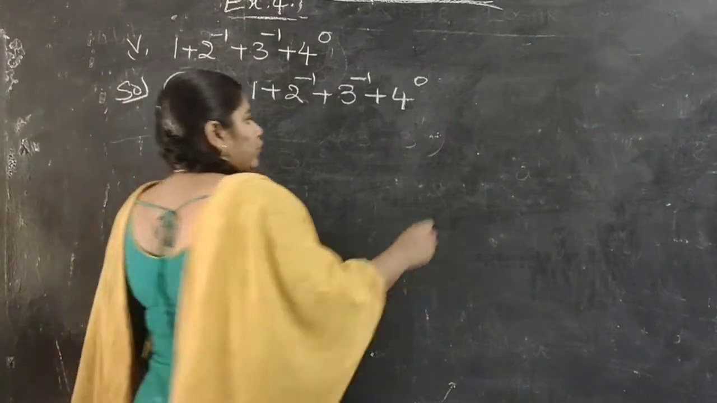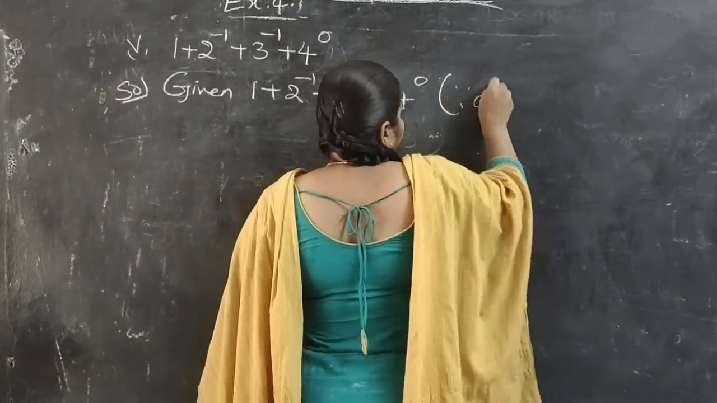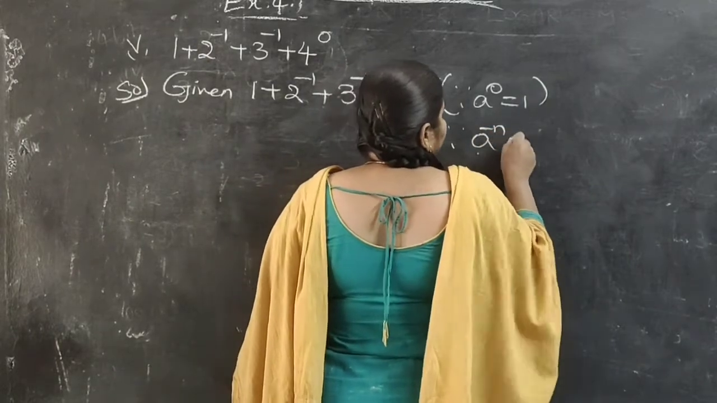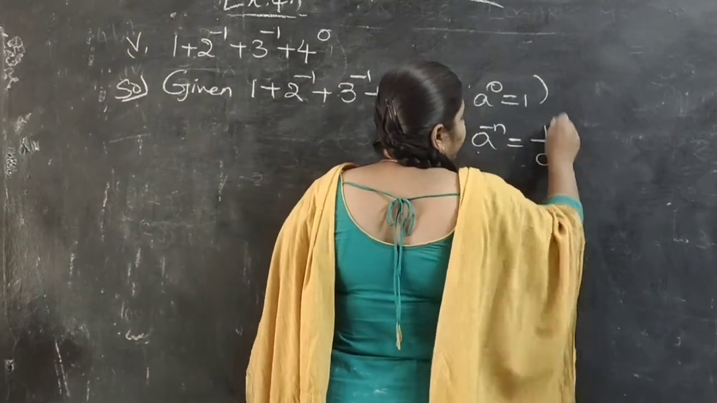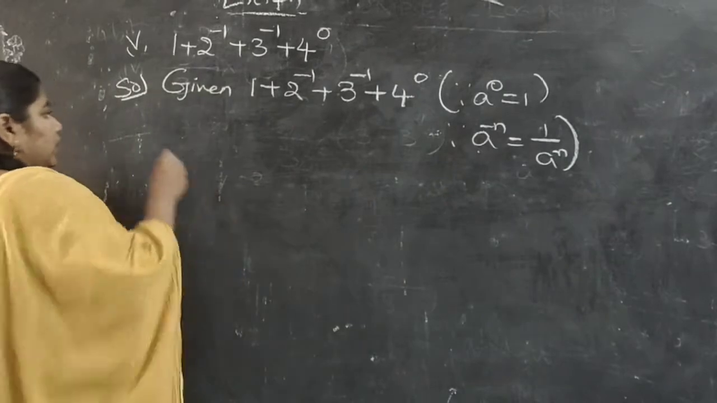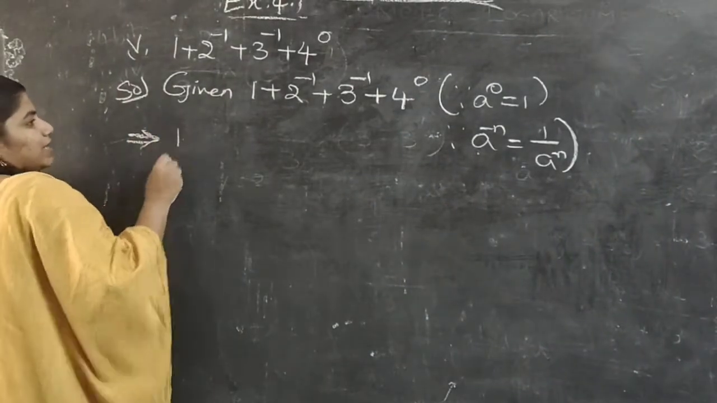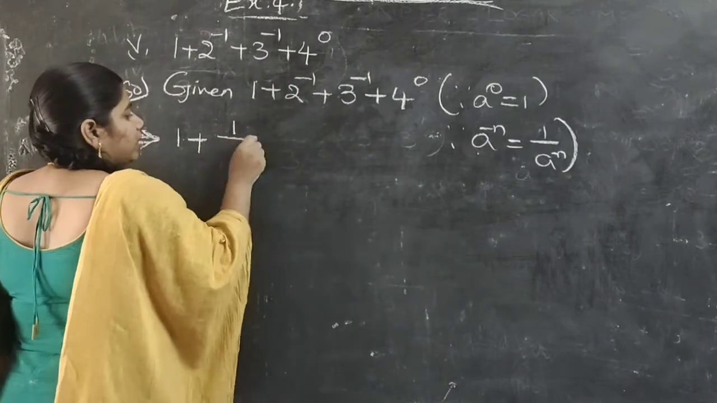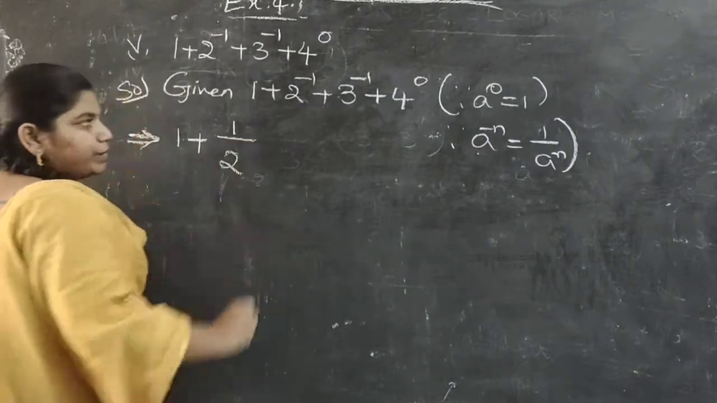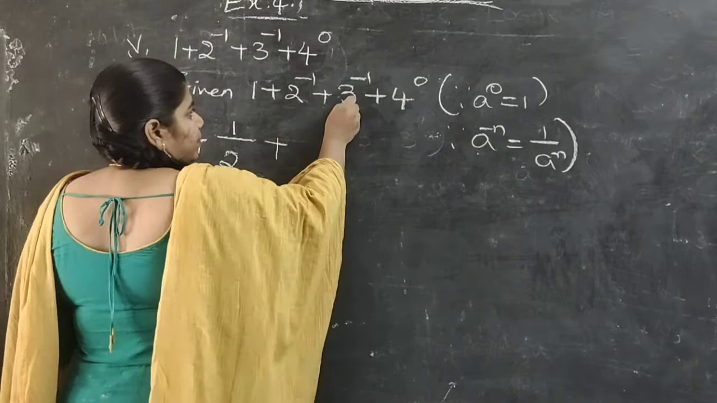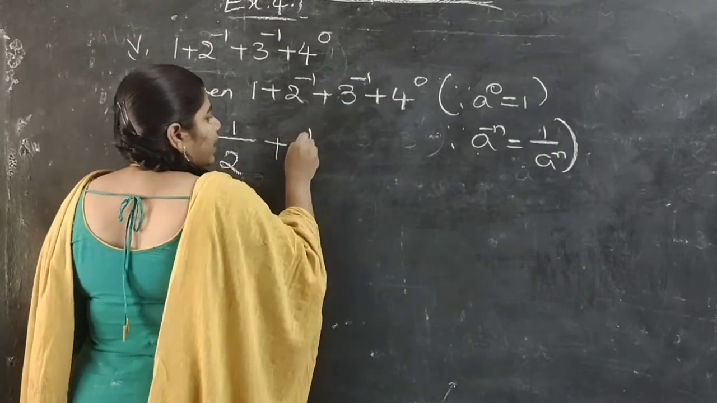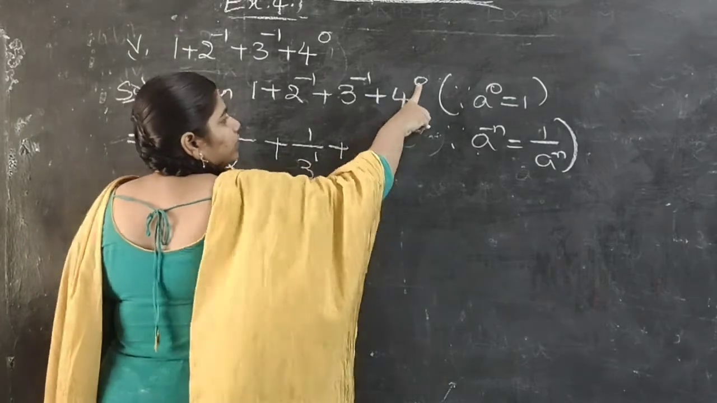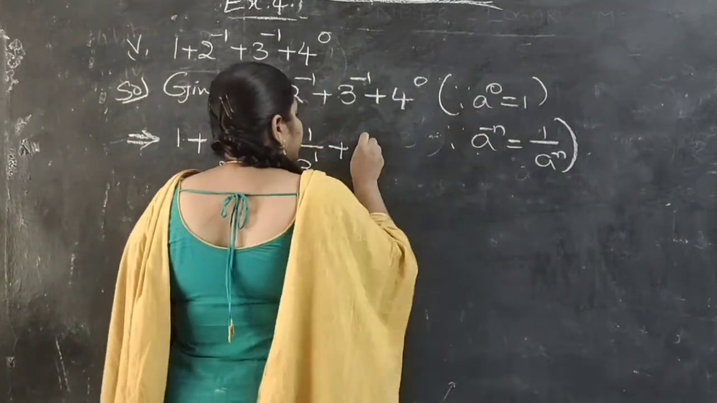So first apply the formulas. Which formulas are we applying? A power 0 is equal to 1, and the other formula is a power minus n is equal to 1 by a power n. Now 1 plus 2 power minus 1 can be written as 1 by 2 power 1, plus 3 power minus 1 can be written as 1 by 3 power 1, plus 4 power 0, that is a power 0 will be equal to 1.